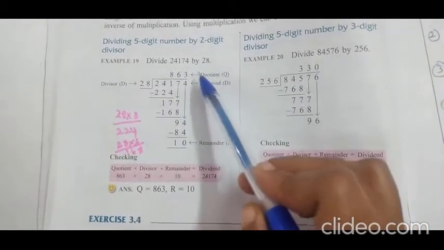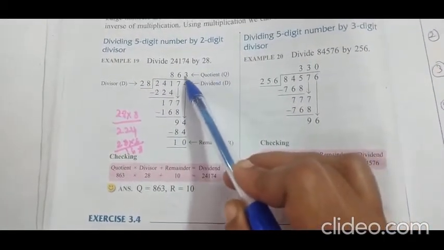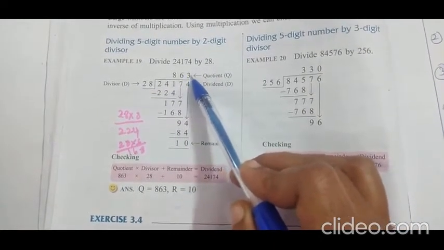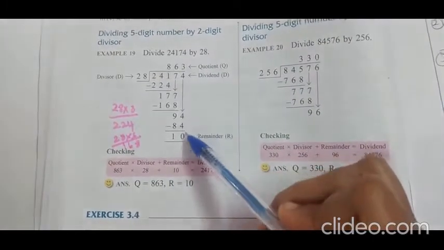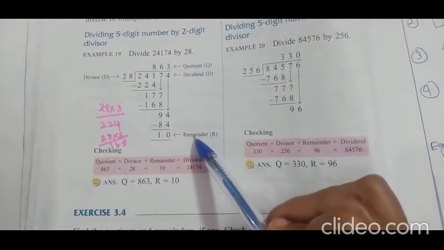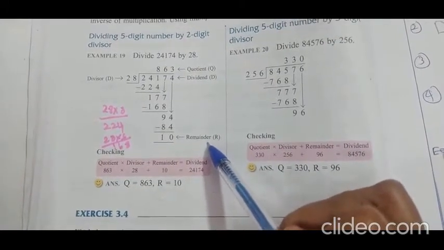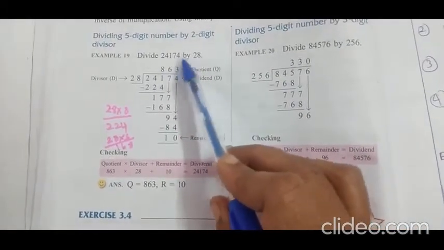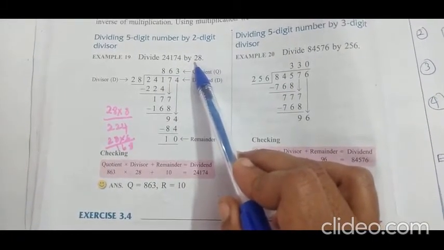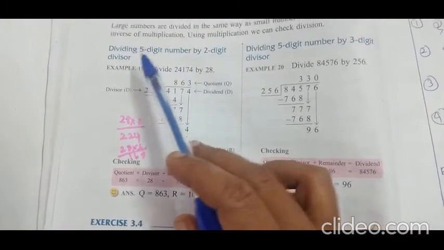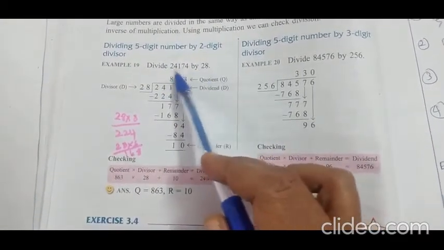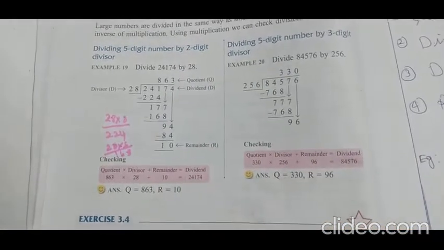And then what is quotient? Quotient is the answer which we get on the top. And after doing the division, what is remaining at the last is called the remainder. Got it? Shall we try the same number given in the book? Shall we work out and understand how we can divide a 5-digit number by a 2-digit number? This is the question. Look at my note.